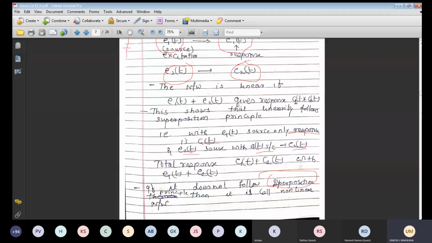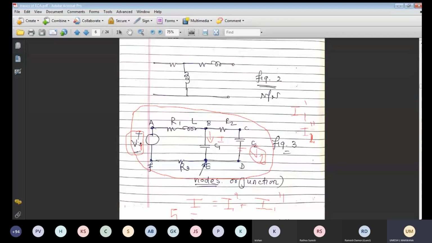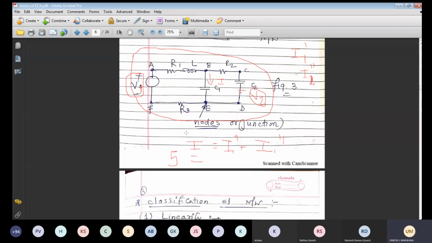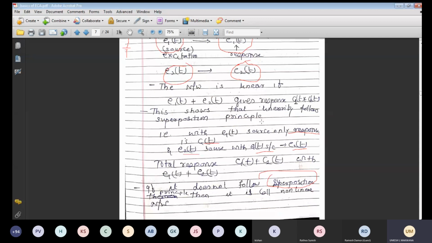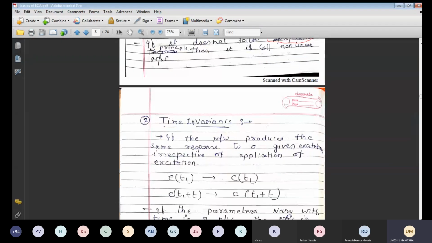That means when we applied V1, the source is I1. When we applied V2, the source is I2 dash, I1 dash, and the summation of these will give the total response given by V1 and V2. If it follows this, we can say this is a linear circuit. Otherwise, it is a non-linear circuit.